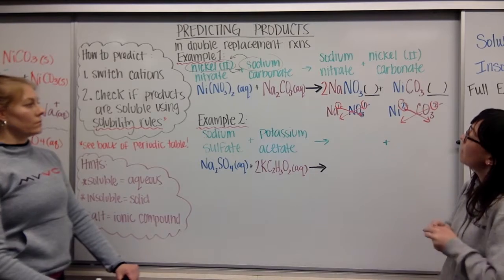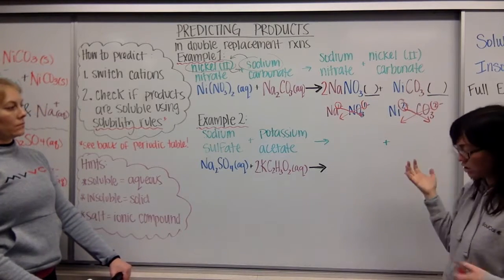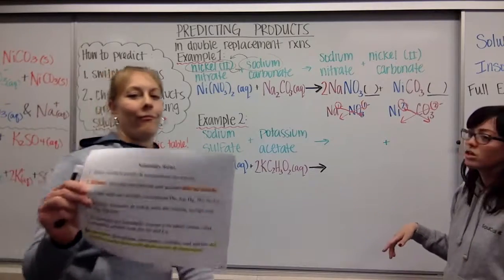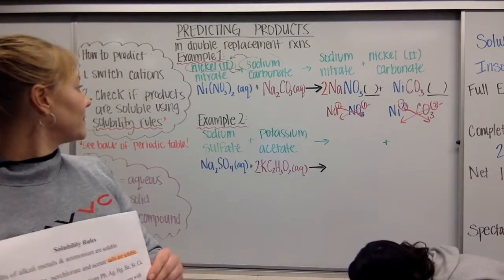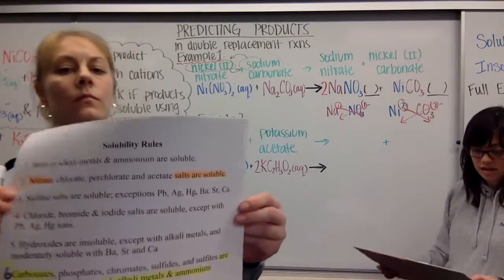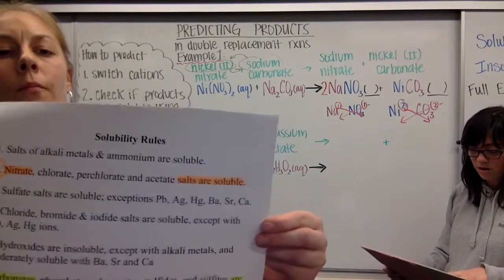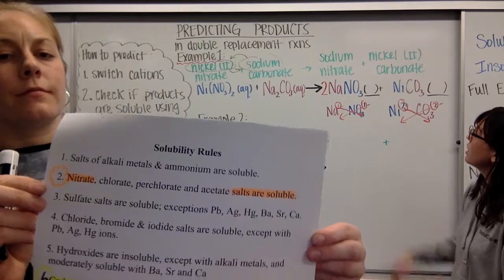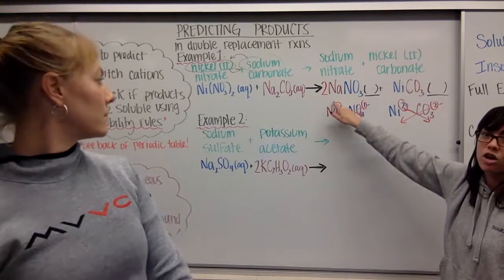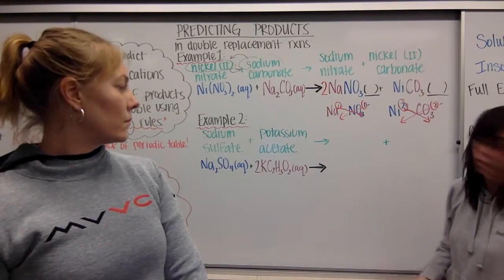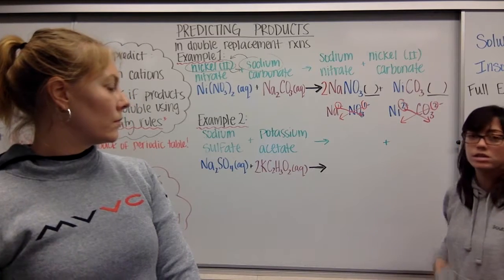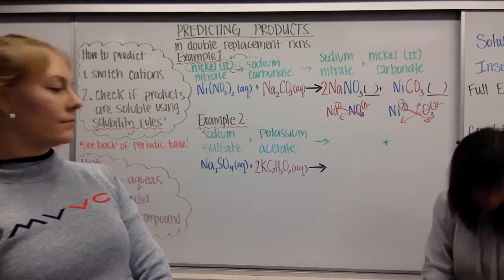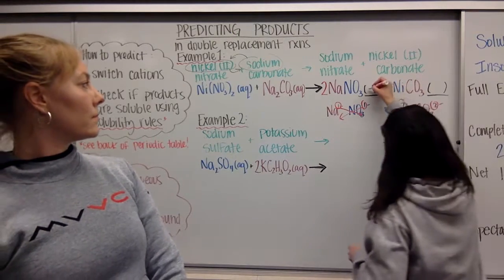Now, the last thing I have to do is check using my solubility rules. So Ms. Frankovic actually has them. And as you can see, I'm going to use rule number 2, which is nitrate, chlorate, perchlorate, and acetate salts are soluble. So in orange, nitrate is always going to be soluble no matter what cation it is creating a compound with. So this one is going to be aqueous.